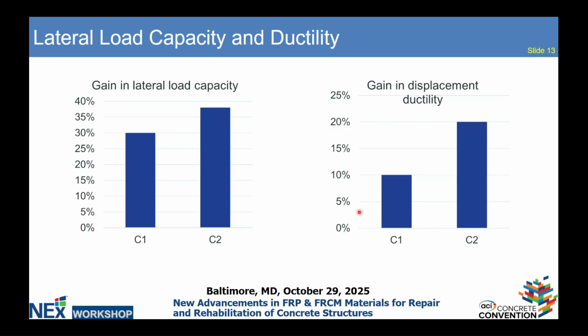If we compare the strength added due to the application of the FRCM with the control one, we can see here on the graph to the left that we had a gain in the lateral load capacity between 30 to 38%, depending on the number of layers. Of course, the higher layer provided higher strength gain. If we talk about the ductility, we had an increase between 10 to 20%.